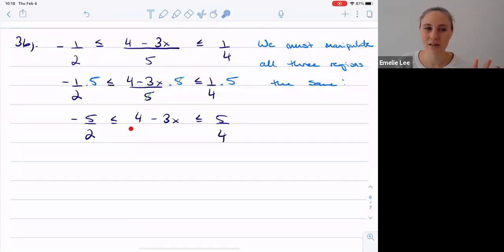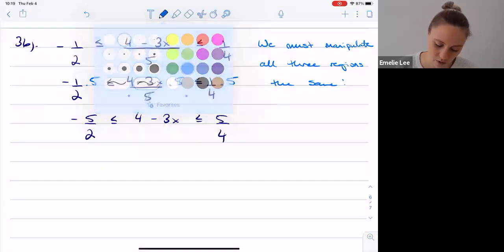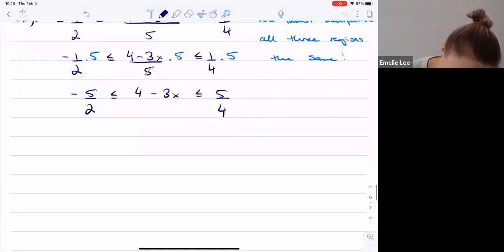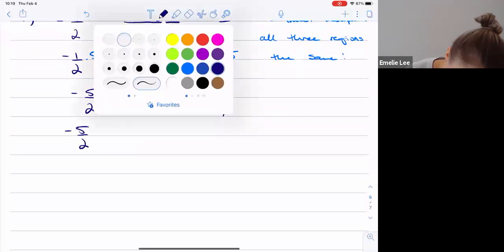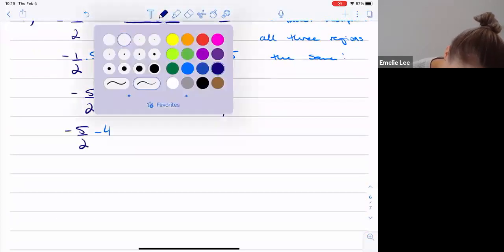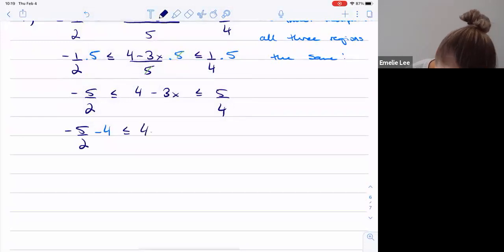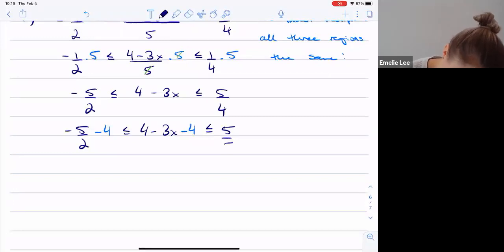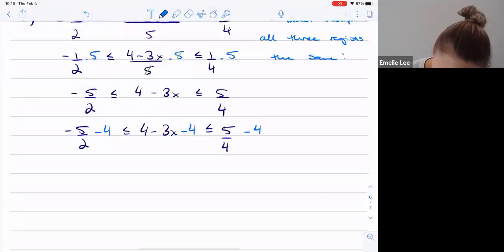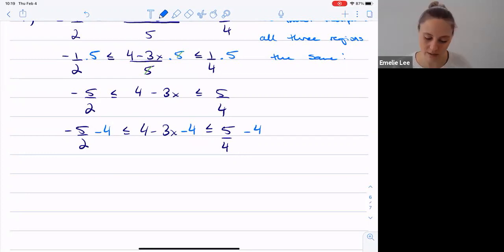Subtracting is okay. I can subtract safely, so I don't have to change the signs quite yet. I'll do it here. -5/2 - 4 is less than or equal to 4 minus 3x - 4, less than or equal to 5/4 - 4. Wow, this one's giving us some work here.